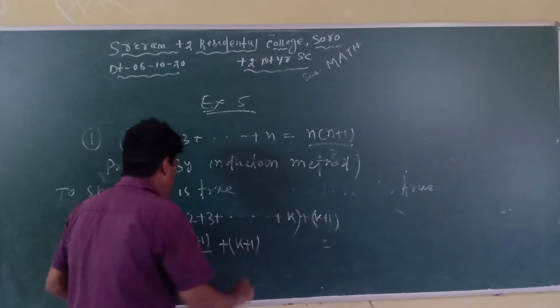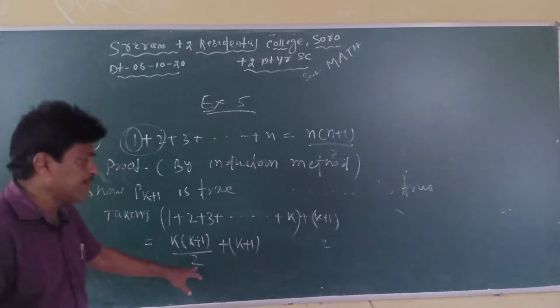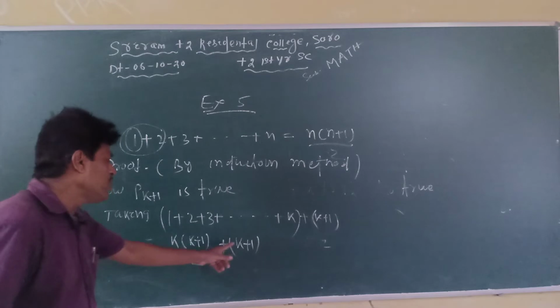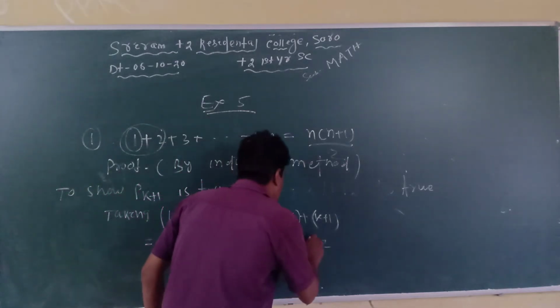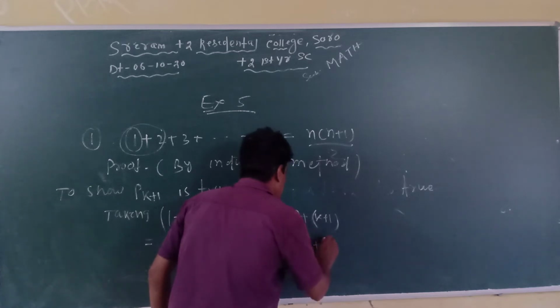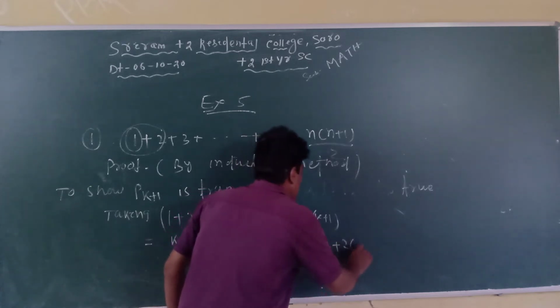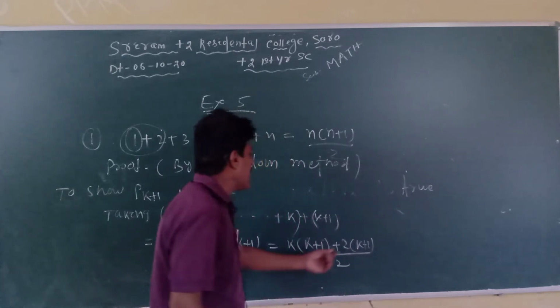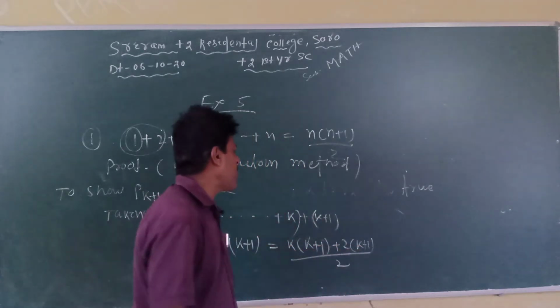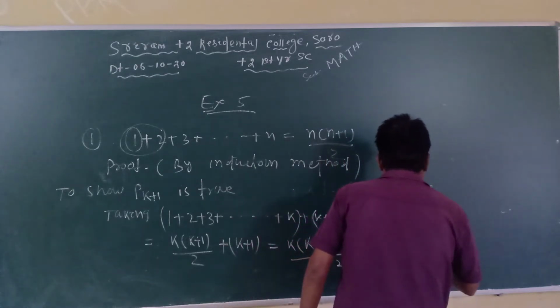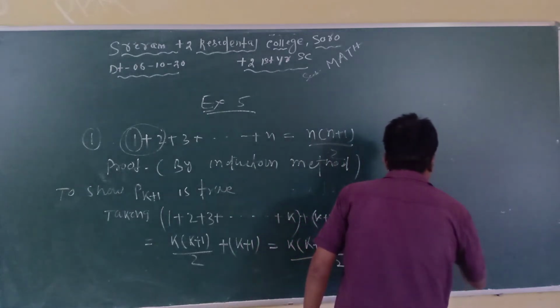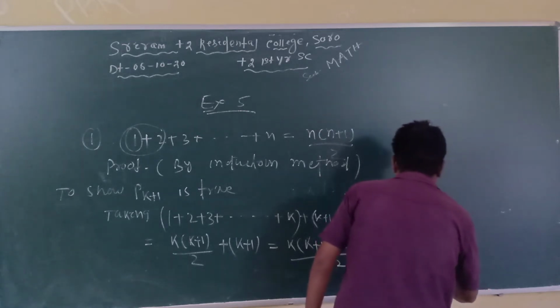You look, what is the LCM? LCM means 2. 2 is multiplied in this part. That gives k whole into k plus 1 plus 2 whole into k plus 1, divided by 2. Taking common k plus 1 from both, that is equal to k plus 1 whole into k plus 2, since k plus 1 plus 1 is k plus 2, all by 2.